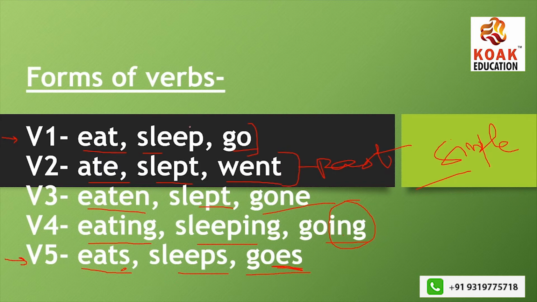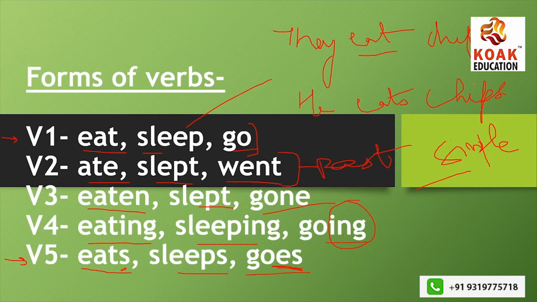I will jot down few examples here for you. If I say they eat chips, okay, they eat chips, I have used they eat because they is plural. But if I say he, I will say he eats chips. It's that simple.